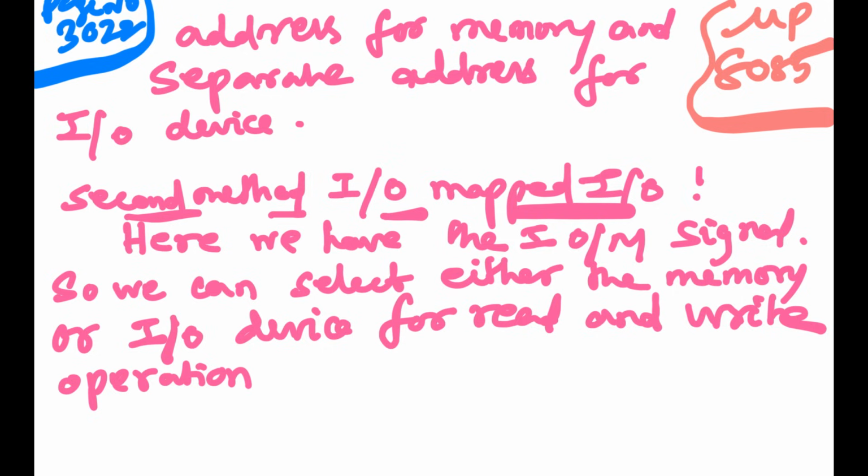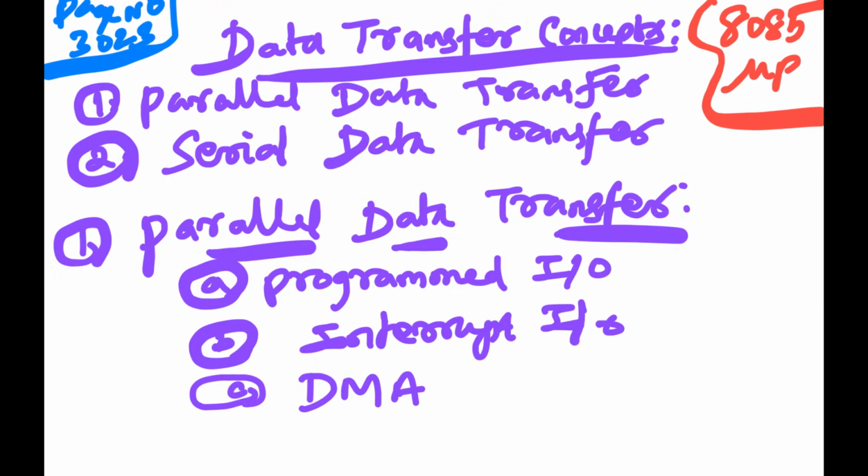Next we see data transfer in microprocessor 8085. Data transfer concepts: first, parallel data transfer; second, serial data transfer. First, parallel data transfer: A. Programmed I/O. B. Interrupt I/O. C. DMA.